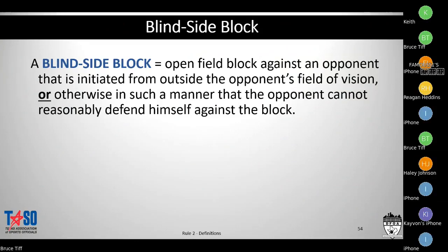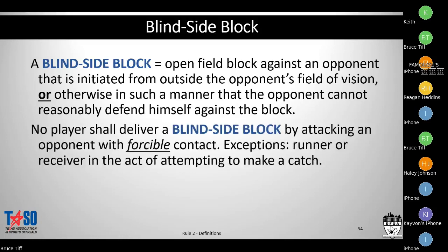So the definition of blindside block: it's an open field block against an opponent that's initiated from outside that opponent's field of vision or otherwise in such a manner that the opponent cannot reasonably defend himself against the block. So no player shall deliver a blindside block by attacking an opponent with forcible contact.